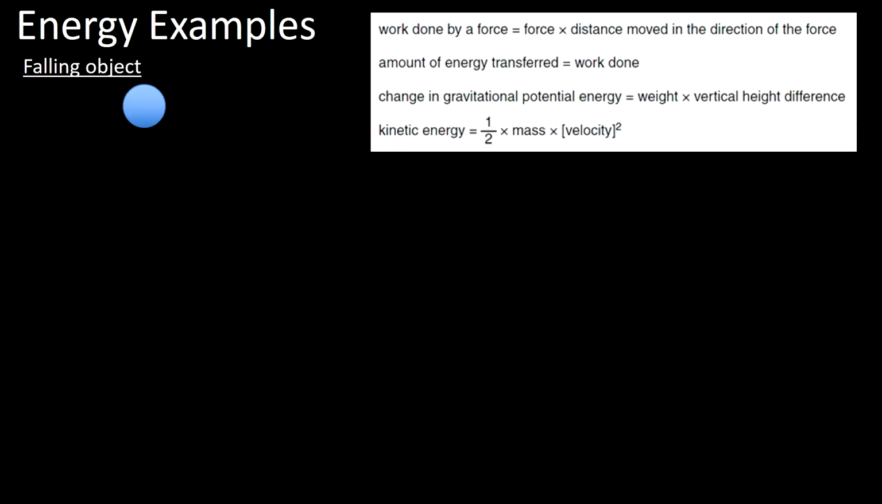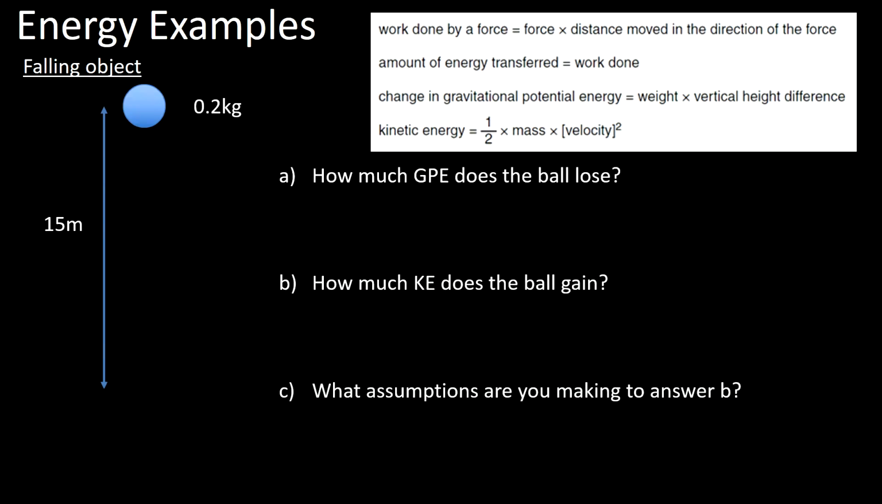Okay, so let's look at a simple example to start with, of a falling object. We're going to have an object falling through a distance of 15 meters, and its mass is 0.2 kilograms. Remember, you know it's mass because mass is measured in kilograms and weight is measured in newtons. It's very important to keep that in mind when you're doing these questions.